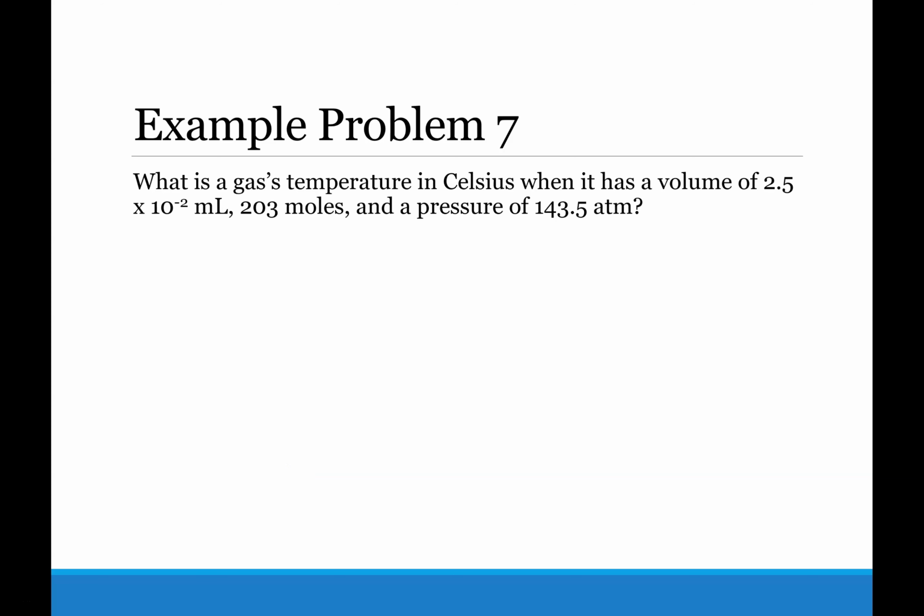Example problem 7 reads, what is a gas's temperature in Celsius when it has a volume of 2.5 times 10 to the minus 2 milliliters, 203 moles, and a pressure of 143.5 atm? So the first thing that should catch your attention when you're reading this problem is the word moles. Since the word moles is there, we know we're not using the combined gas law equation. We know instead that we're using PV equals nRT.